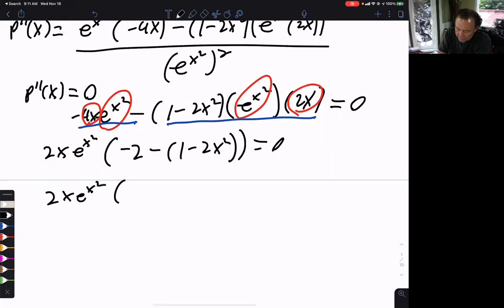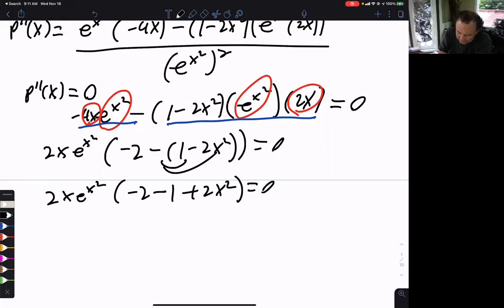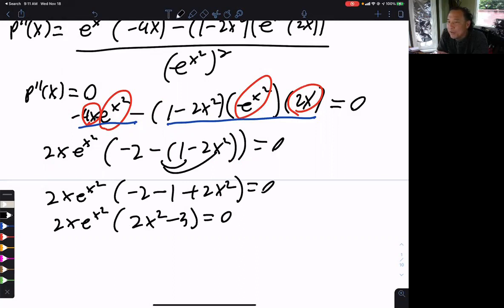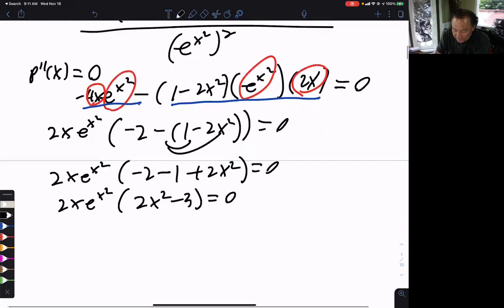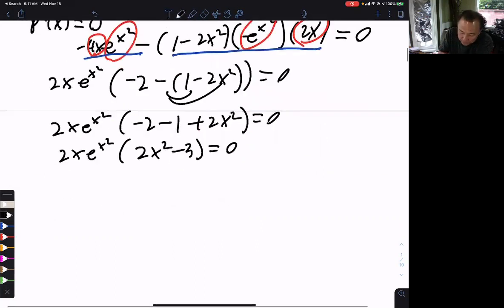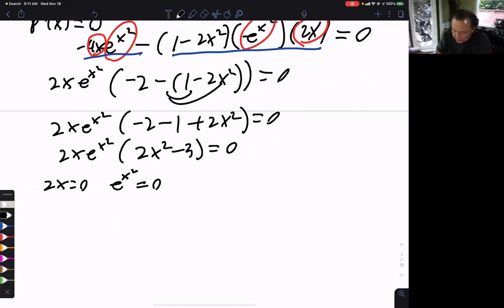Now I'm going to simplify this, distribute the negative, so minus 1 plus 2x squared, and then simplify this even more. It'll be 2x squared minus 3. All right, this is beautiful, and I have 9 minutes left. It's going to work out beautifully, I believe. So we're going to set each factor equal to 0, because that's how you solve these.